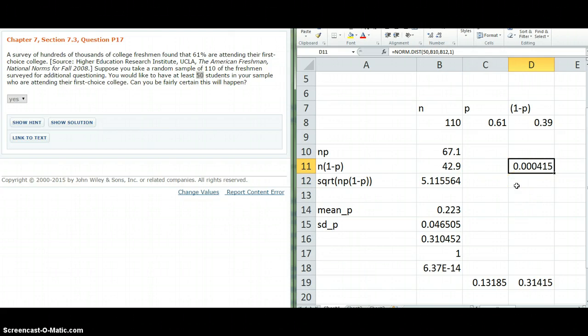Yes, because this is the proportion that I would have less than 50 students attending their first choice college. So less than 1%, much less than 1%. Again, like I said, over 3 standard deviations below the mean. This is very unlikely that I'd be under there. So 99.9% of the time, I'm going to be over at least 50 students attending their first choice. So yes, I can be reasonably confident that that'll happen.